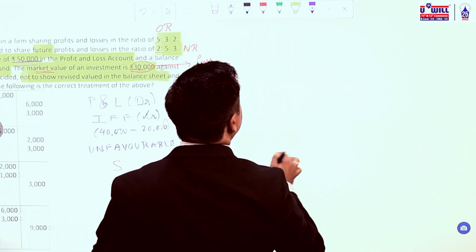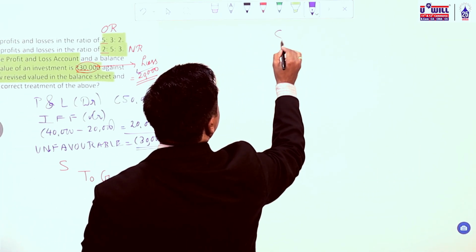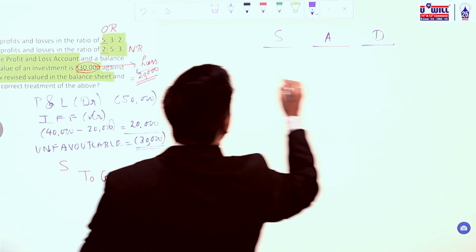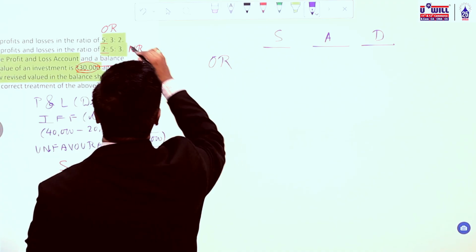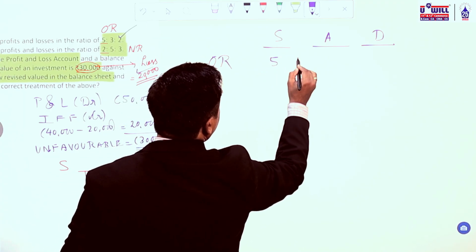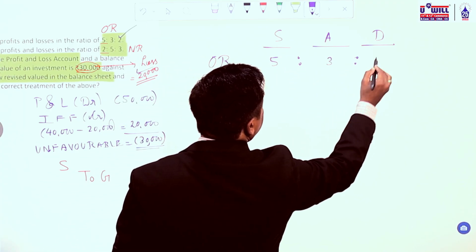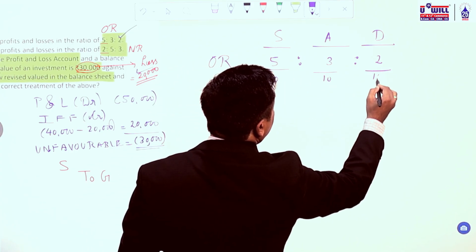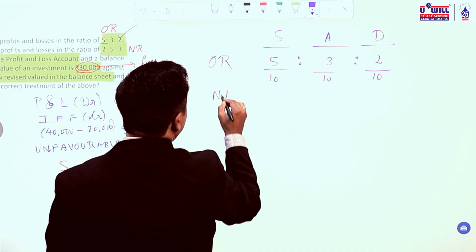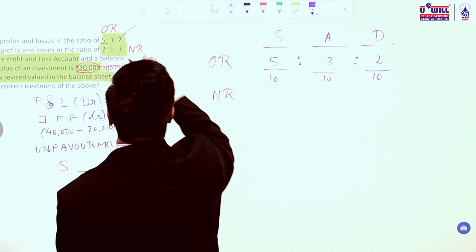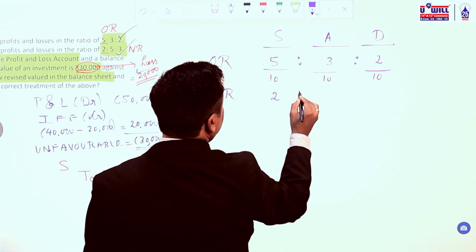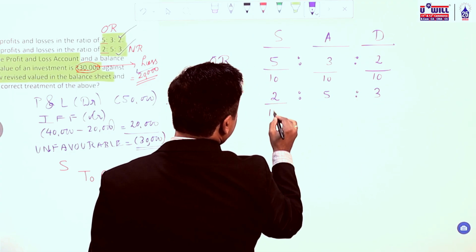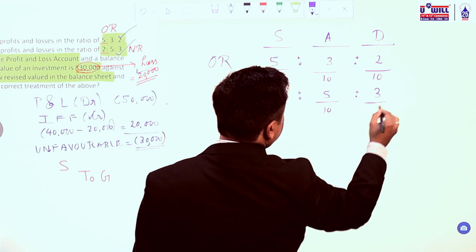Samiksha, Arshia and Divya. What is the old ratio? 5:3:2. 5 plus 3, 8 plus 2, 10. So 5 by 10, 3 by 10, 2 by 10. What is the new ratio? 2:5:3. That is again 2 by 10, 2 plus 5 plus 3 is 10, 5 by 10, 3 by 10.